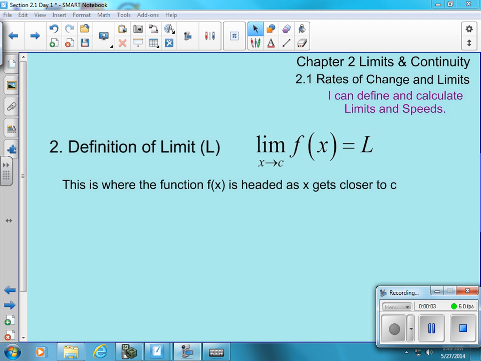Okay, welcome to section 2.1, day 1. We're still on day 1, and this is the section about limits.